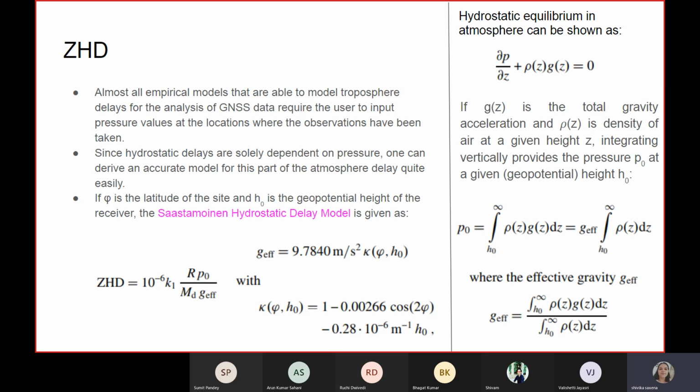So using this information, that is the location, meaning the latitude of the site as well as the height of the receiver, as well as pressure values, we can compute or model the zenith hydrostatic delay, that is ZHD. I hope I'm clear.